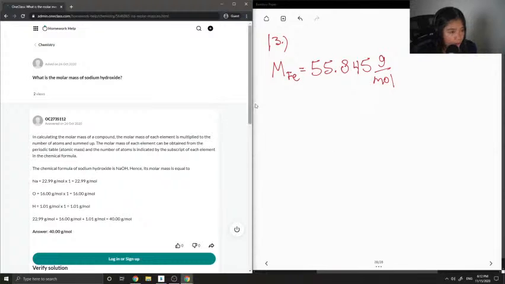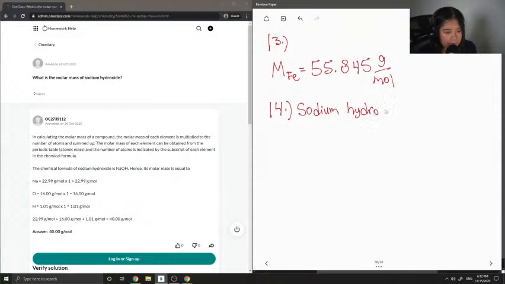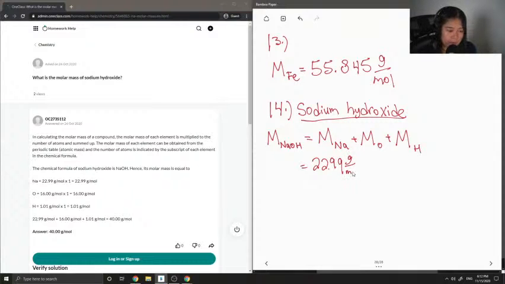Question 14. What is the molar mass of sodium hydroxide? If you don't know the formula of sodium hydroxide, basically it is NaOH. To calculate its molar mass, it would just be the molar mass of sodium plus the molar mass of oxygen plus the molar mass of hydrogen. Since there is one of each of these atoms, we don't need to multiply them by any subscripts.